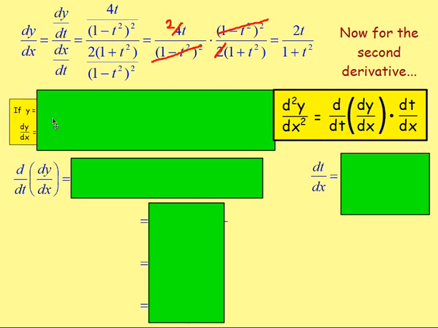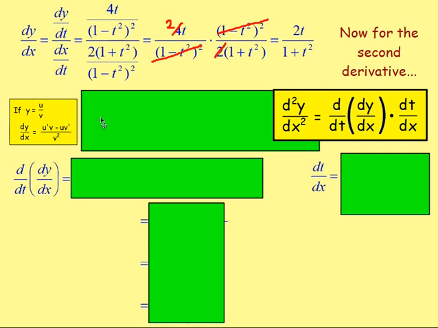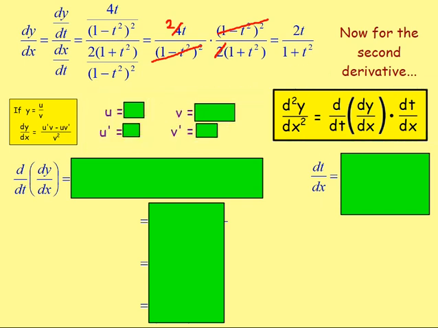Once again, you would have to use the quotient rule, because you've got a function in terms of t divided by a function in terms of t. Quotient rule then: u dash v minus uv dash, over v squared. So you've got u and v. U is on the top, 2t. V is on the bottom, 1 plus t squared. Differentiate u with respect to t, that gives you 2. And differentiate v with respect to t, that gives you 2t.